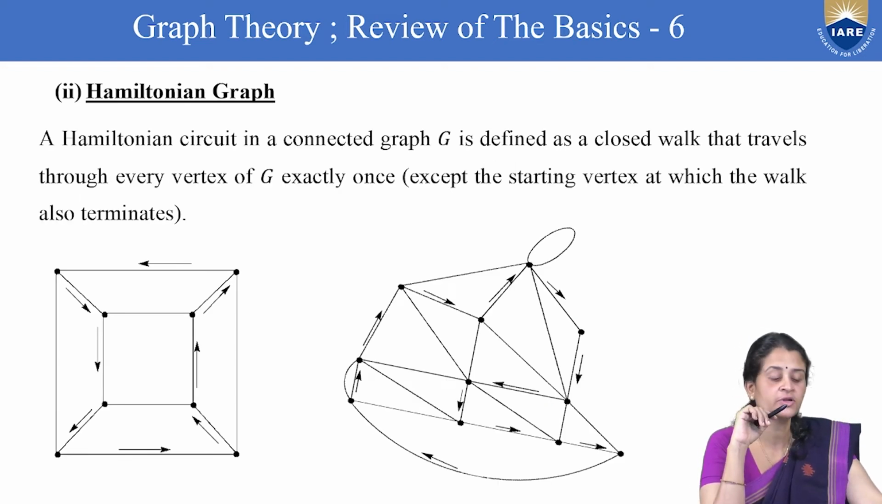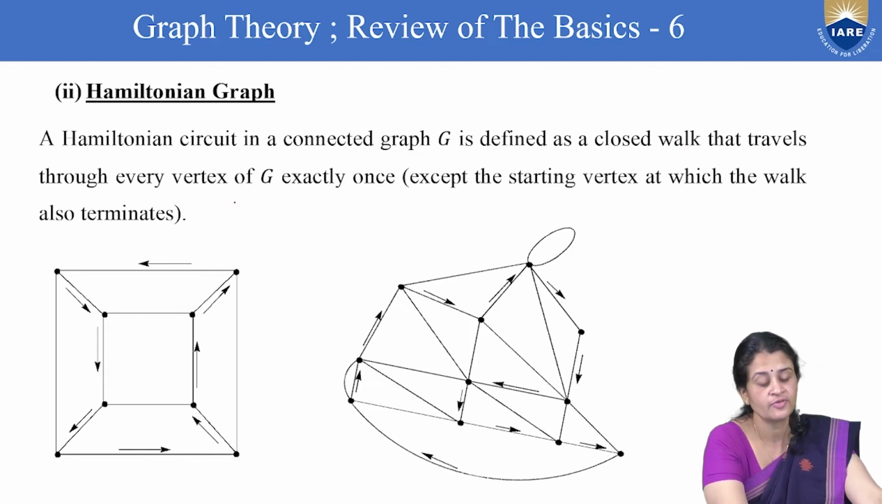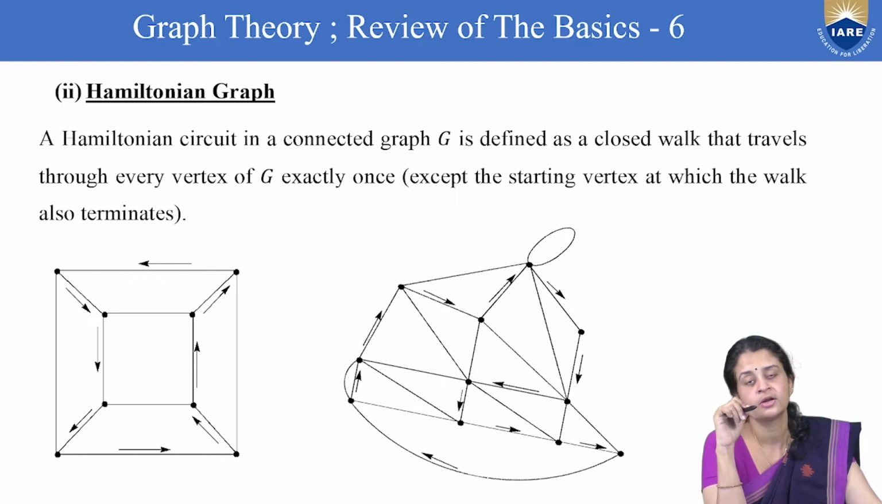A Hamiltonian circuit in a connected graph is defined as a closed walk that travels through every vertex of G exactly once, except the starting vertex at which the walk also terminates. That is, we are getting a closed walk, a closed path, which means it's a cycle. If that path goes through all the vertices of the graph, then it is termed a Hamiltonian circuit.